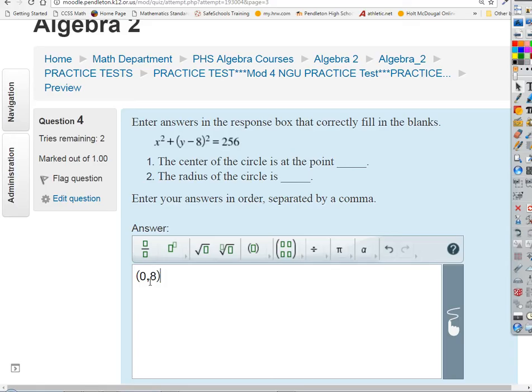And got to put a comma. And then my second answer, what's the radius? Well, 256 square rooted, right? Because that's r squared. The square root of 256 is 16. And you just put that in your calculator.